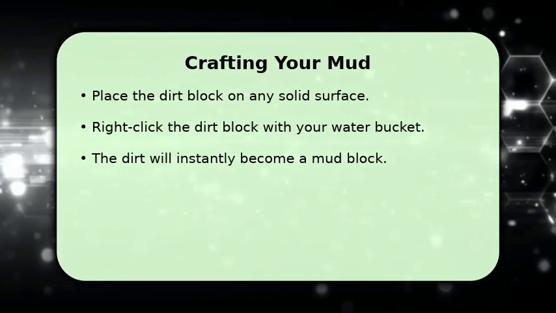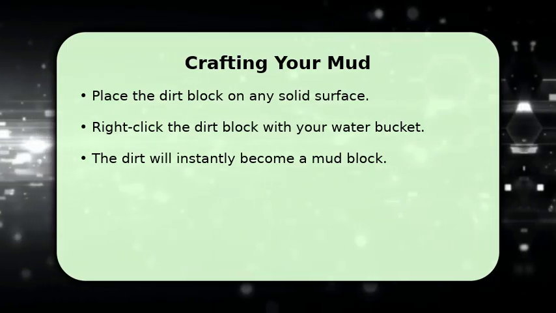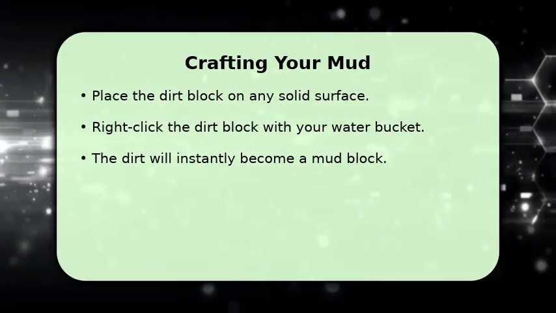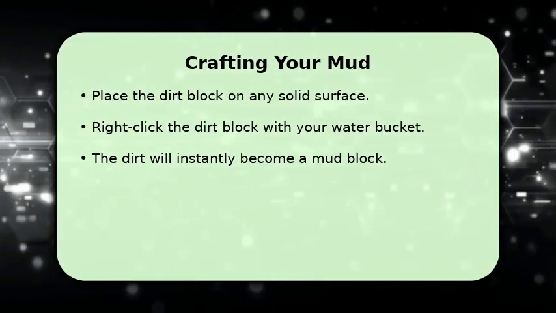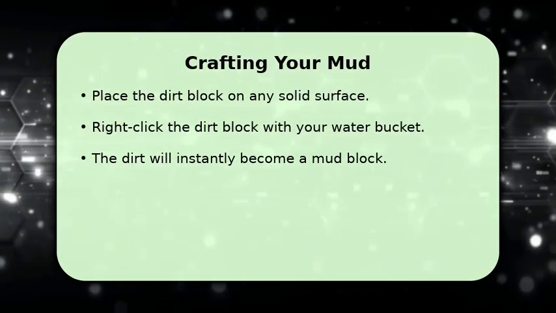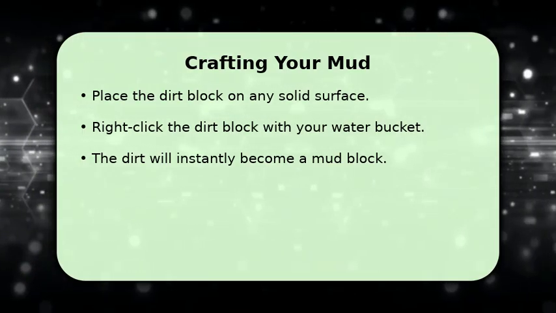Now for the crafting process. Place your dirt block on the ground in an open area. With your water bucket selected in your hotbar, simply right-click on the dirt block. You'll see the dirt instantly transform into a mud block. It's that simple to create this useful resource in your world.